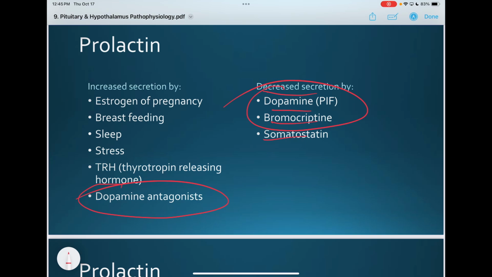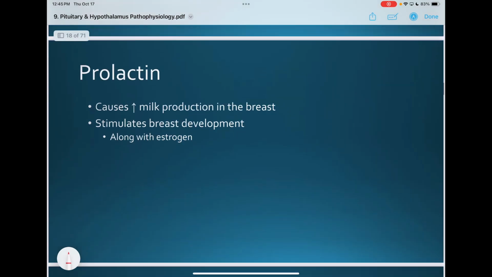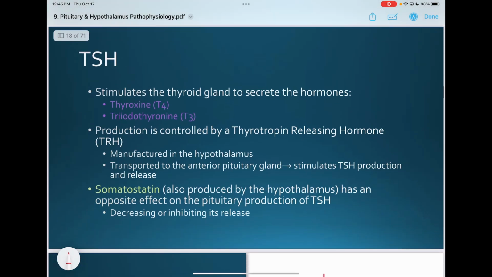What do you think people are going to present with if they have a prolactinoma, high prolactin? Galactorrhea. And especially in men, it's a very clear sign this patient probably has a pituitary tumor if it's occurring in men. And milk production, of course.